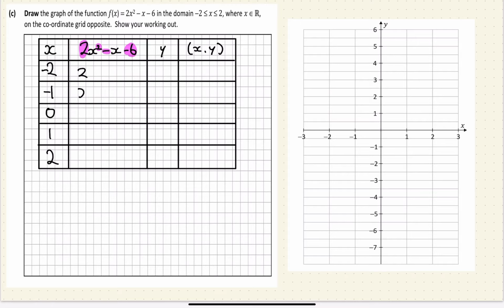So 2, 2, 2, 2, 2, little 2, little 2, little 2, little 2, little 2, minus, minus, minus, minus, minus 6, minus 6, minus 6, minus 6, minus 6. And where I see x, I just put in brackets. Okay.